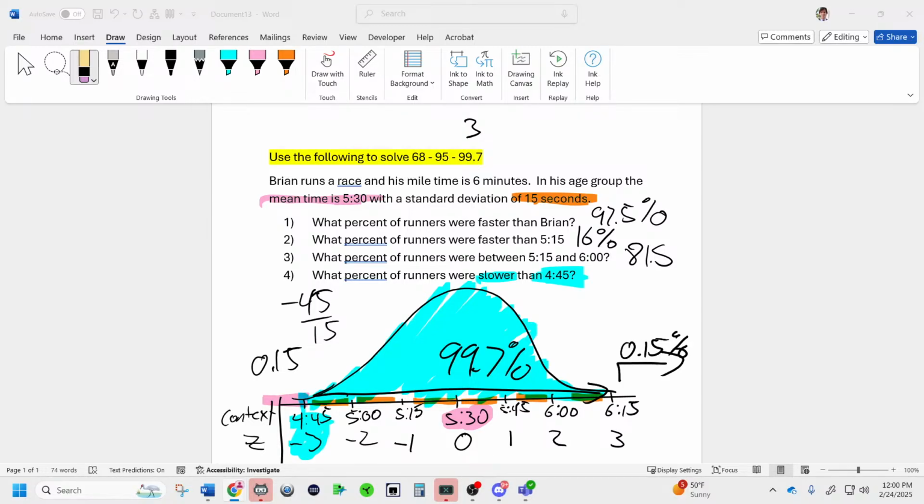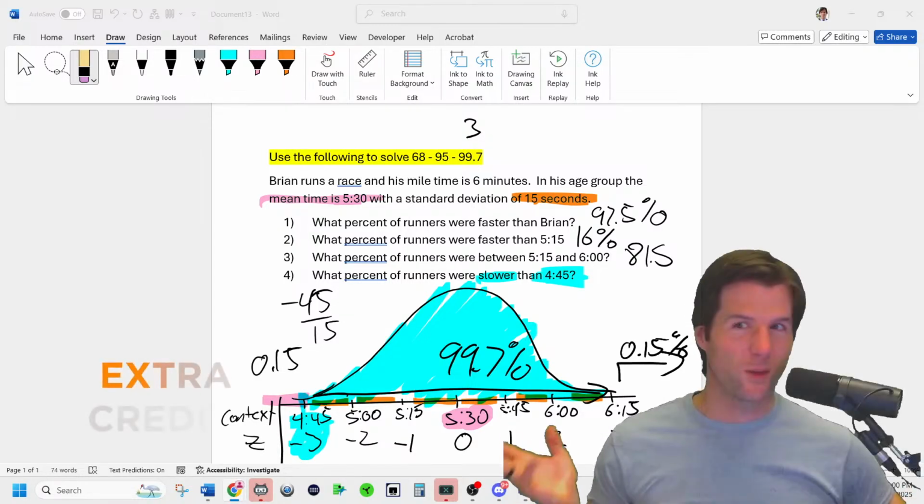Nice job right there. Emily on fire. We're throwing Emily 1,000 points. That's right, Emily.